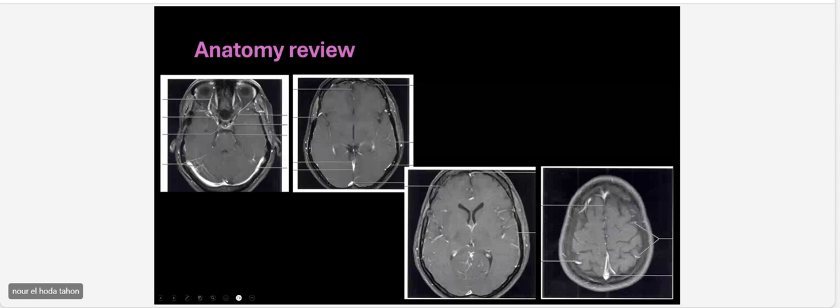And I can ask someone, what do you think is this thing that's bright? Or first, let me ask, which scan is this? You can tell me, is it T1, T2? What is this? It's T1 with contrast. Yes, exactly.